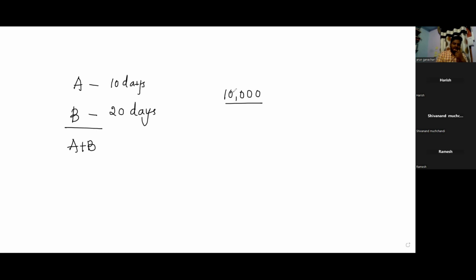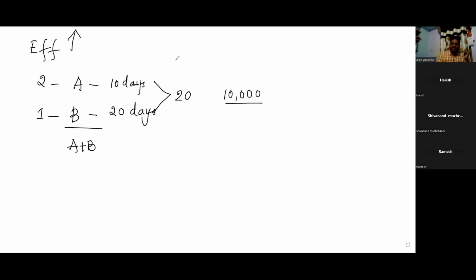Why did A get more money? What is the reason behind A getting more money? In short time, he is completing more amount of work. The meaning is, the textbook definition of efficiency. His efficiency is higher. Let's calculate the LCM. LCM is 20. 20 divided by 10 is 2, and 20 divided by 20 is 1. So his efficiency is higher, so he has to get more money.